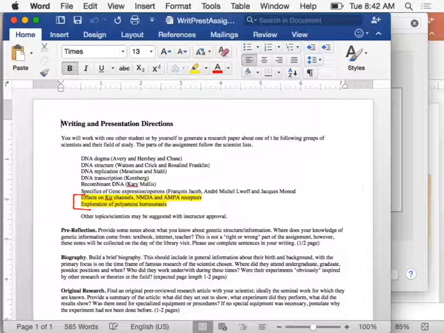But I can at least acknowledge that both of those topics are within the realm of this class. I think that's fair game. Okay, kind of makes sense? So, the other topics, other scientists are fine, you just need to talk to me.